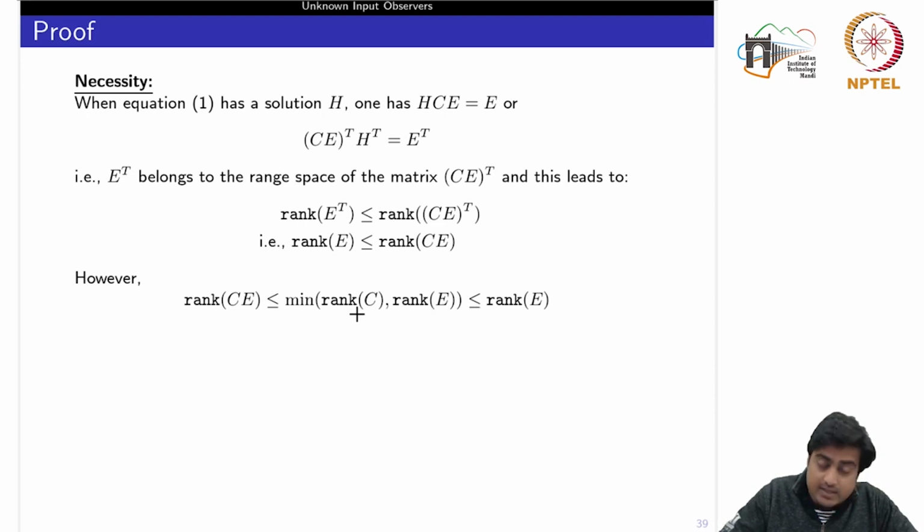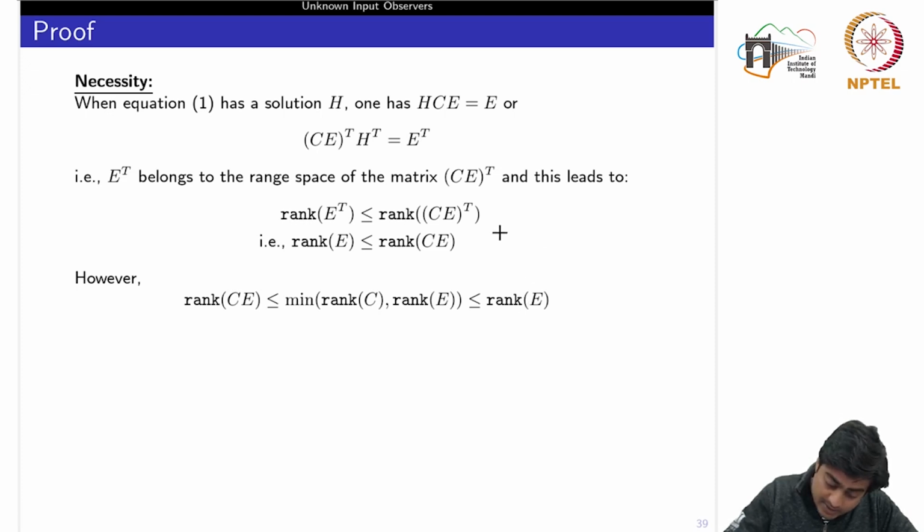Okay, which would again be less than or equal to rank of E, meaning to say for example, if the rank of E is greater than rank of C, then the minimum of these would be rank C, and rank C is again less than rank of E. Now if rank of E is less than rank of C, then taking the minimum of rank C and rank E would yield rank E, meaning it becomes equal to rank E. So the rank of CE would never be greater than rank of E. It would always be less than or equal to rank of E.